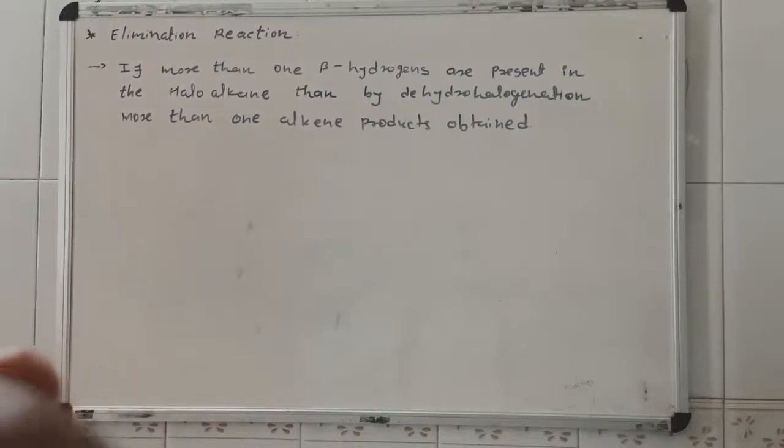Okay, and we should take care that the example has more than one beta carbon, then and only then it will give you more than one beta hydrogen. Okay, so let us see more than one beta carbon in practice.